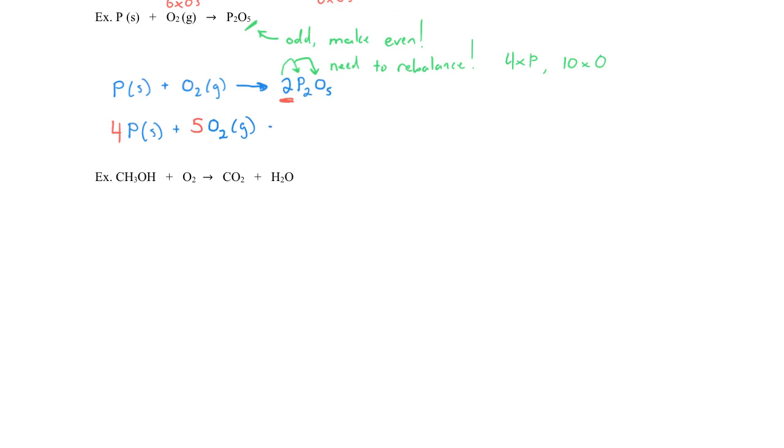We also need to rebalance the oxygen to make it equal 10 on the left. So if we put a 4 in front of the P and a 5 in front of the oxygen, we get to a completely balanced equation. So if you got that, great job.